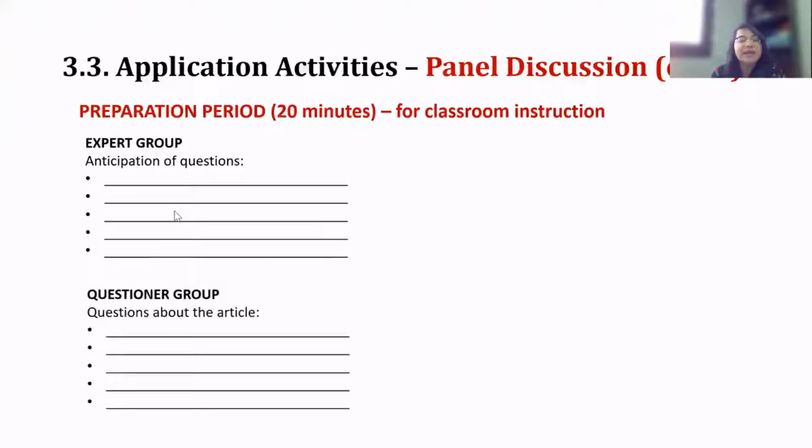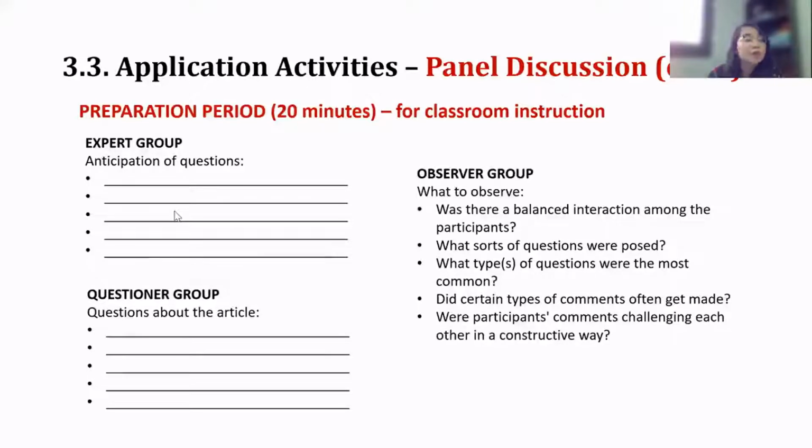So here are the guidelines for those 3 groups, what to do. For the expert group, ask your expert group in your classroom to write down any anticipations of questions, to predict what the questionnaire group may ask. At least 5 things to anticipate. And then for the questionnaire group, ask them to make questions about the article and let them know that they need to ask these questions to the expert group.